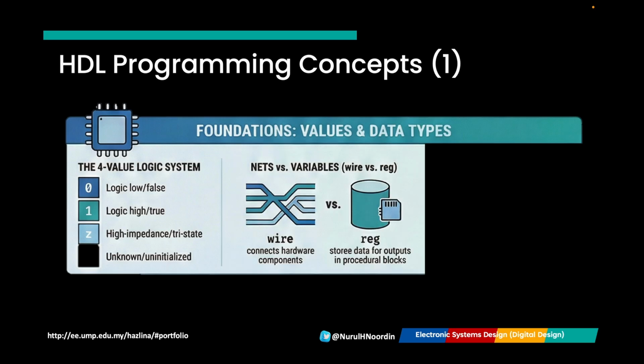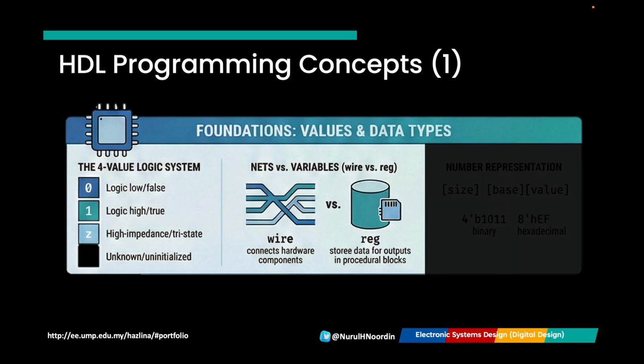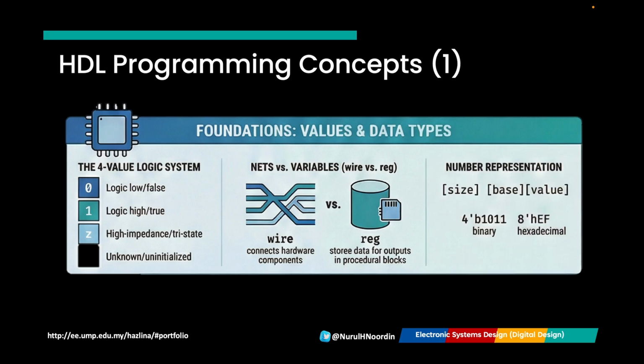The net group represents physical wire connections between hardware components. The most common type is wire, which is used as the output for continuous assignment and to connect different modules. Whereas registers store data for outputs in procedural blocks. It is typically controlled by flip-flops. Numbers in Verilog can be sized or unsized, defined by their bit length, base, like binary, hex, decimal, octal, and values.